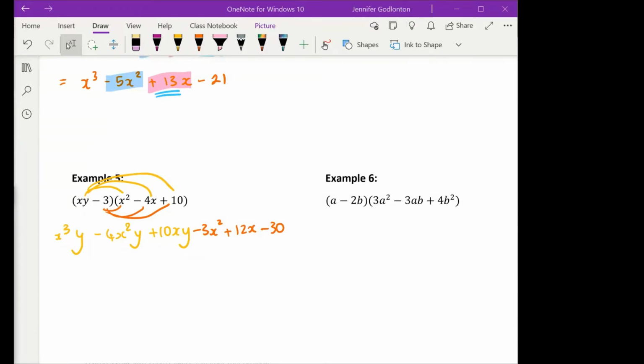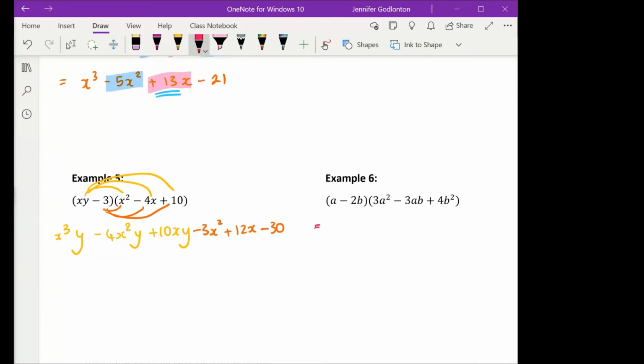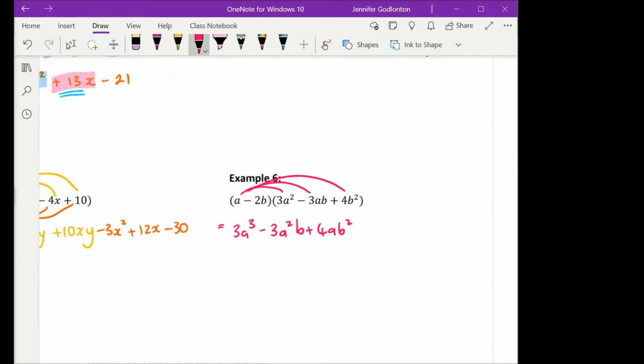Okay, ma'am. Hi, ma'am. Tell me what to do. So, ma'am, when I multiplied it in, I got 3a cubed minus 3a squared b, plus 4ab squared, minus 6a squared b, plus 6ab squared, minus 8b cubed.